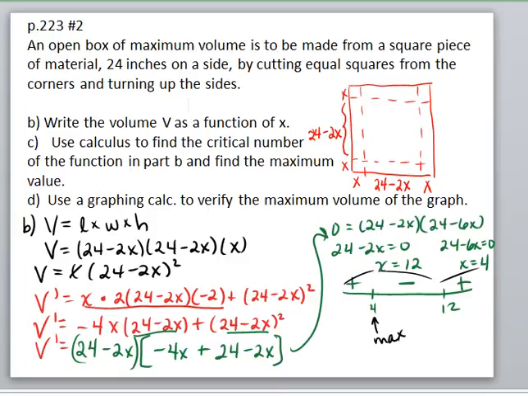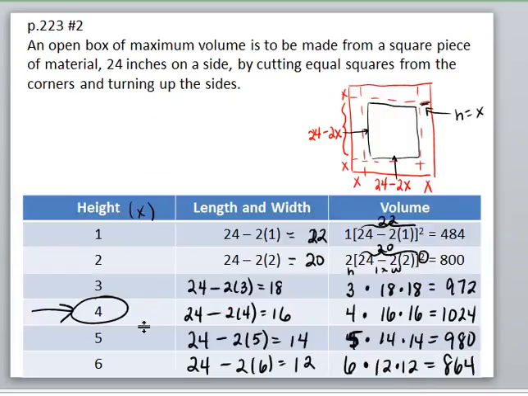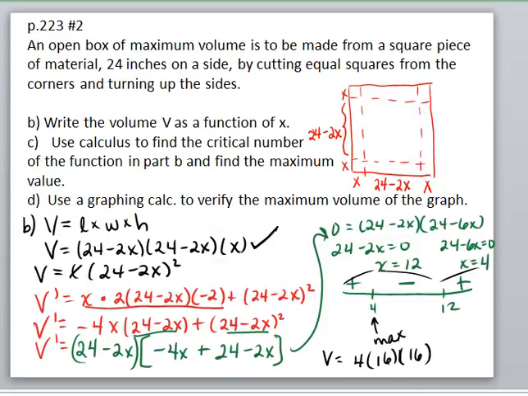The last thing we want to do is answer this question. It says use a graphing calculator to verify the maximum volume. I haven't actually found the maximum volume yet. I know where the maximum occurs from before, but to find the maximum volume, I would plug 4 into my volume equation right here. So I would have 4 times, let's plug in 4 here, 16 times 16. And we actually did that back here on the chart. It was 1,024. So my maximum volume is that.